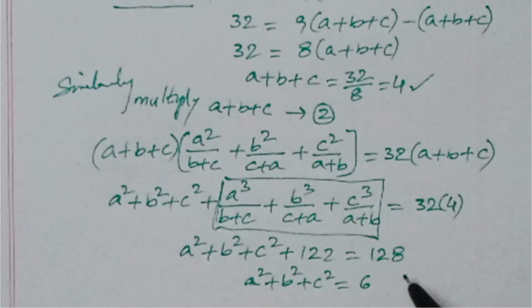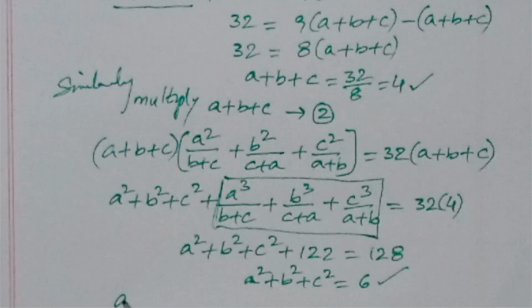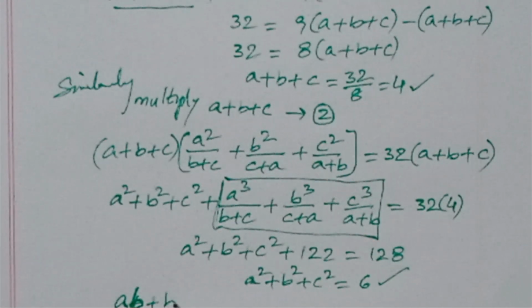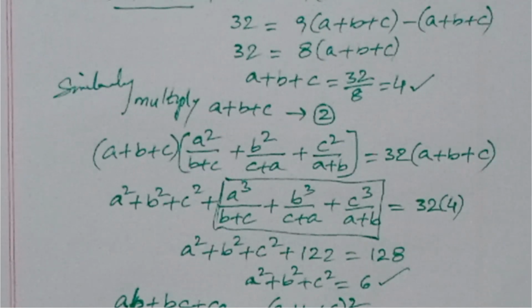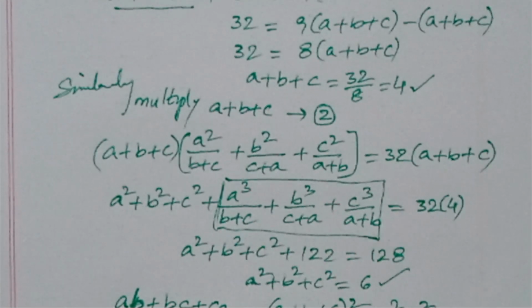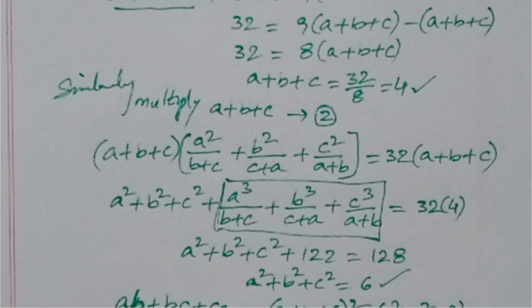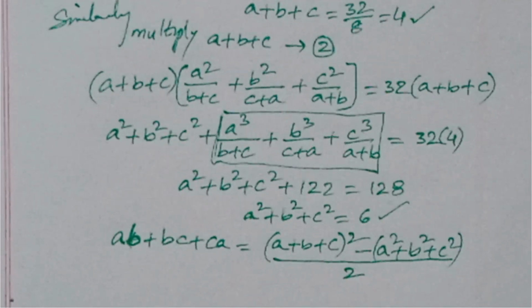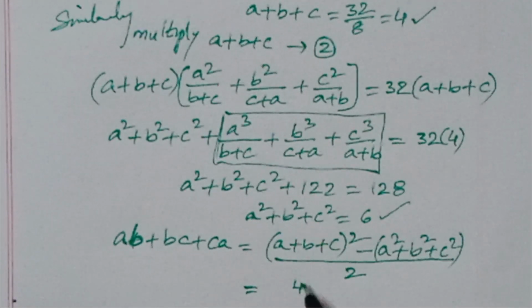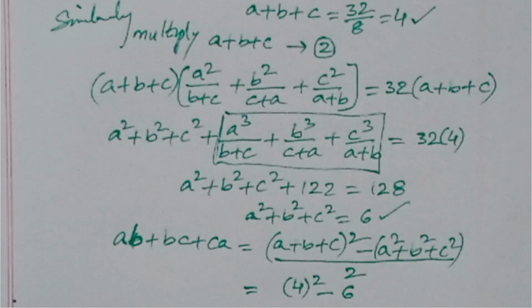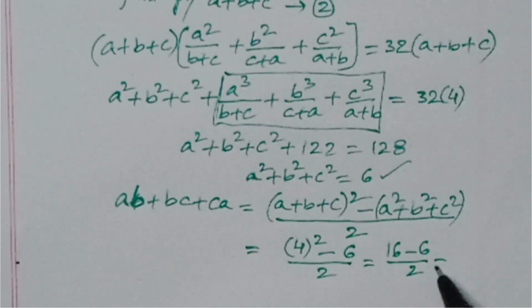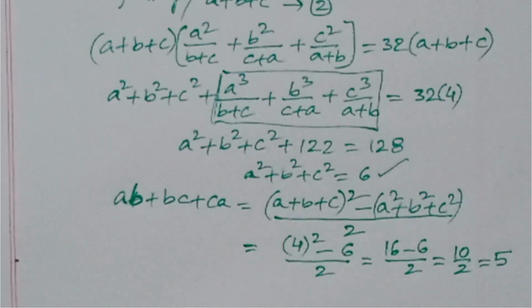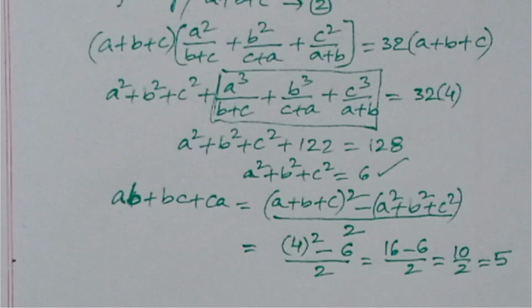Now from these two values, ab plus bc plus ca is equal to (a plus b plus c) whole square minus (a square plus b square plus c square) by 2. We are having the identity for ab plus bc plus ca. So here we will get 4 square minus 6 by 2, 16 minus 6 by 2, 10 by 2, you are getting 5. So these values will be useful in the next steps. Okay, these are the values you are getting.